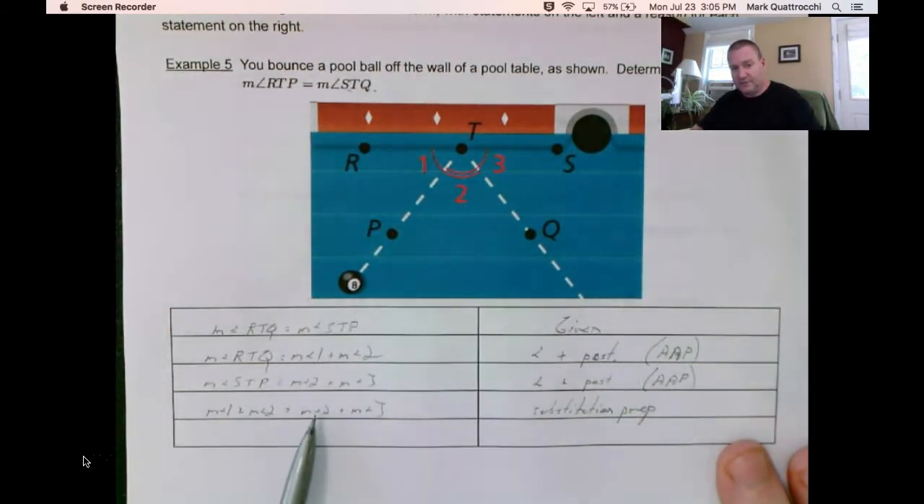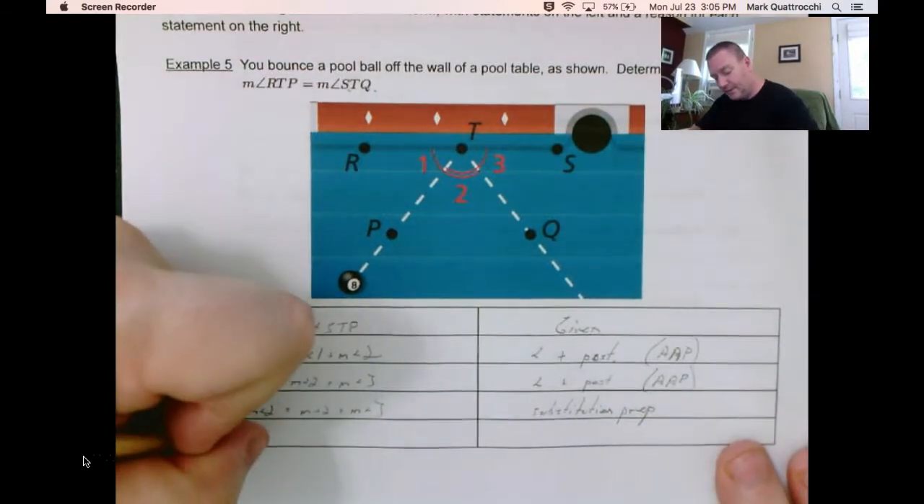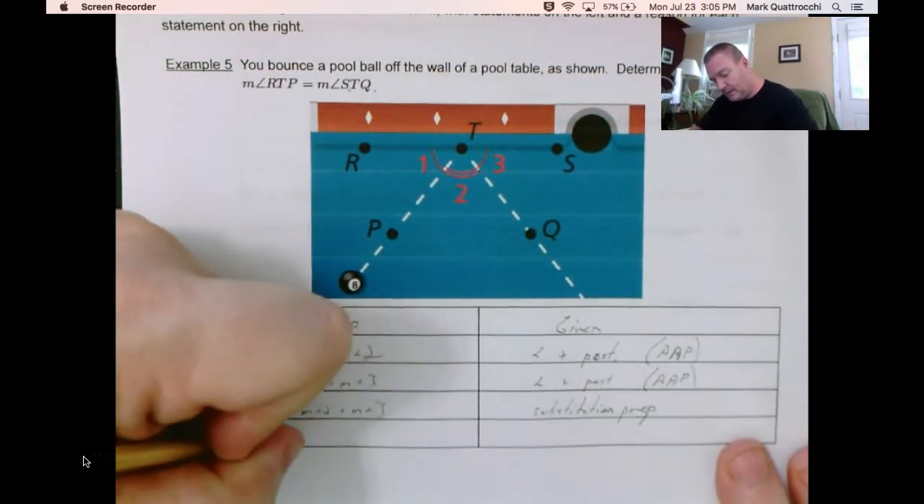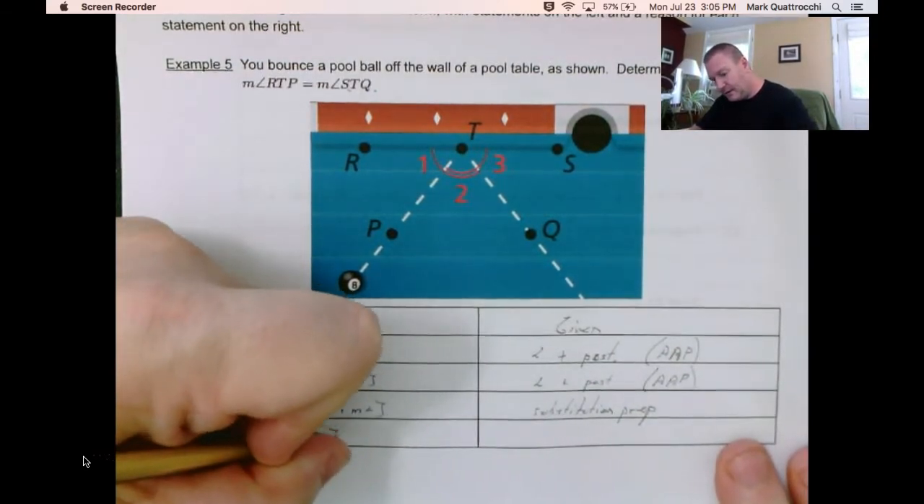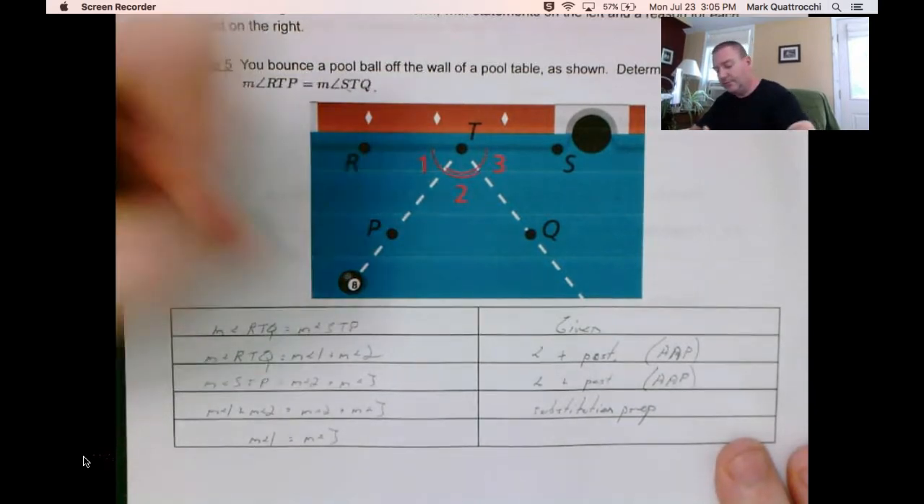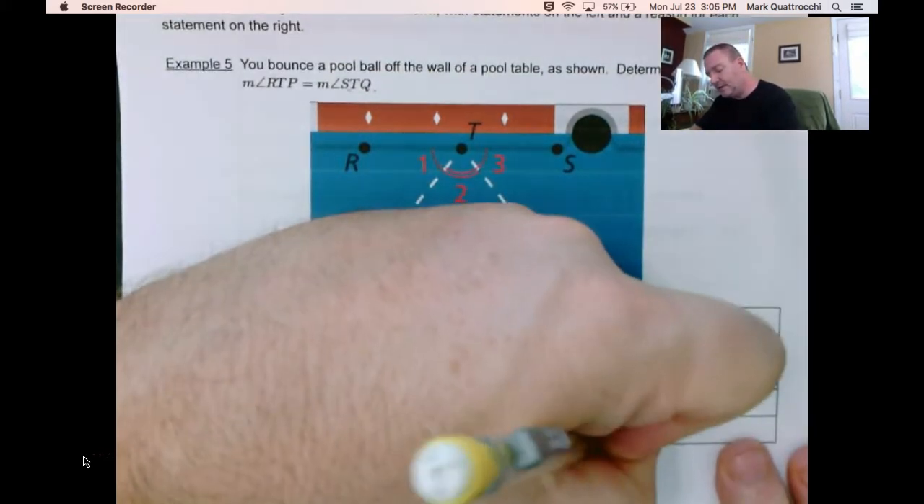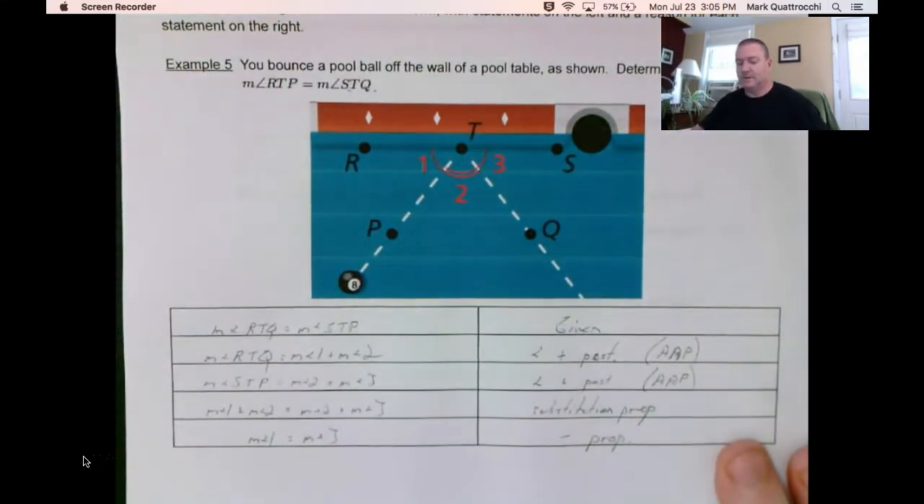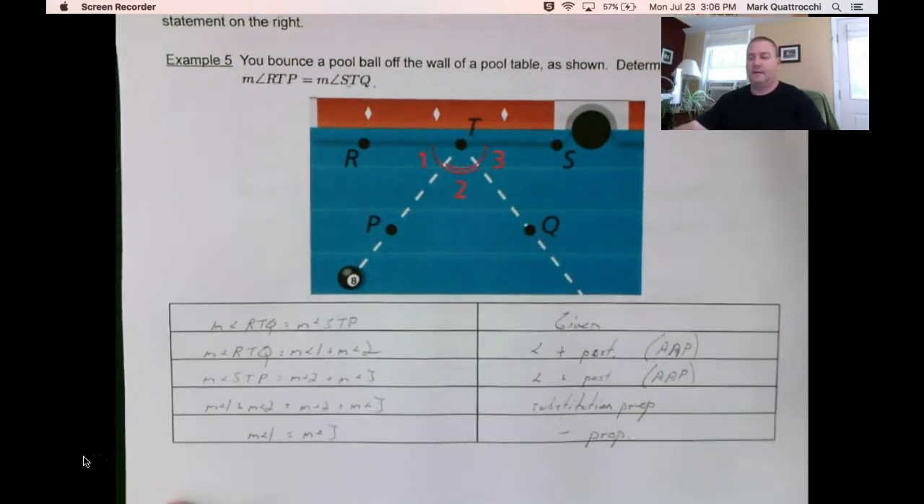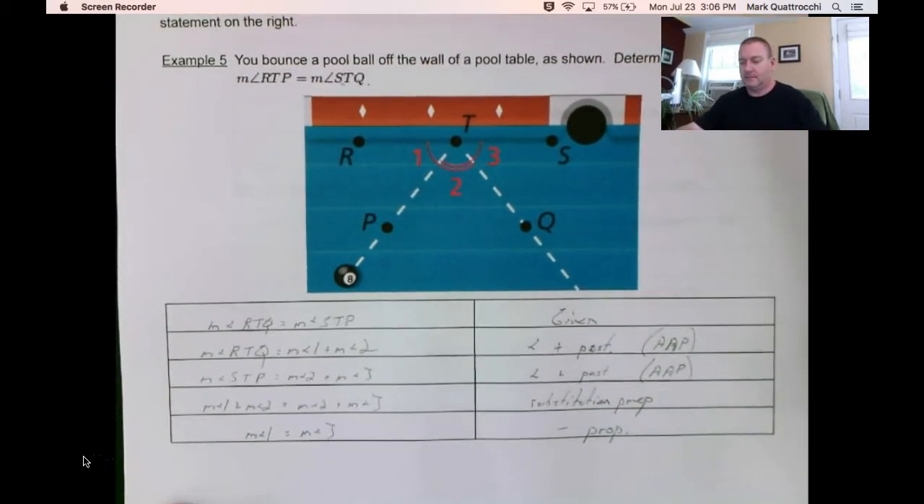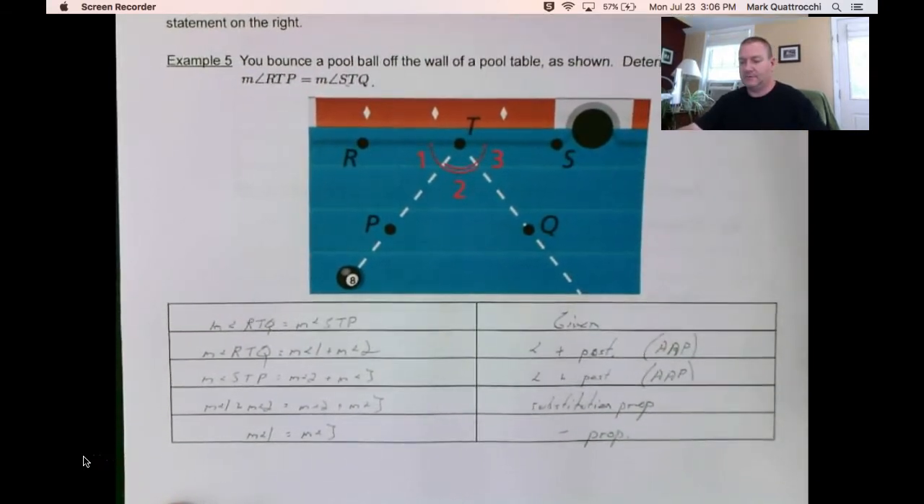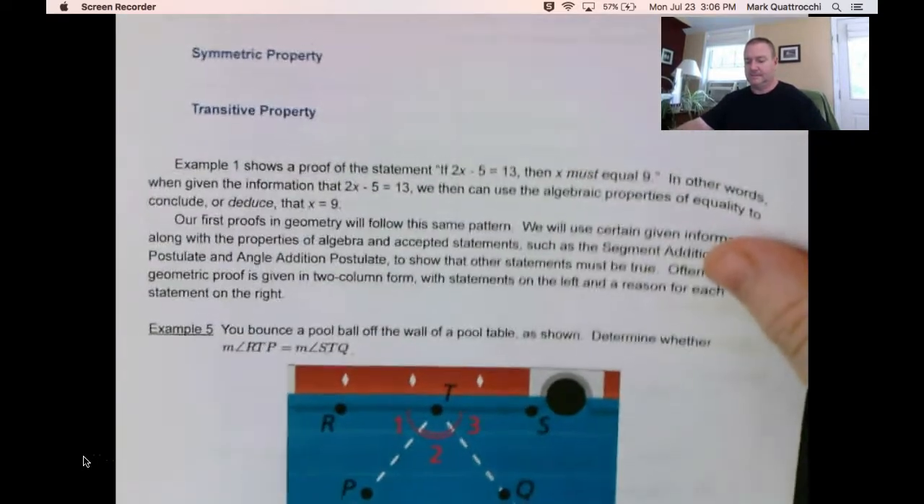If I subtract the measure of angle 2 from both sides, I am left with measure of angle 1 equals the measure of angle 3, which is what we were trying to prove. Subtraction property. Again, using my abbreviations. And I can move on to example 6.